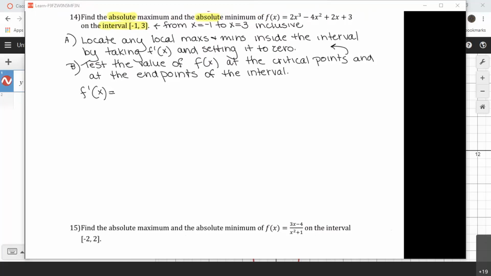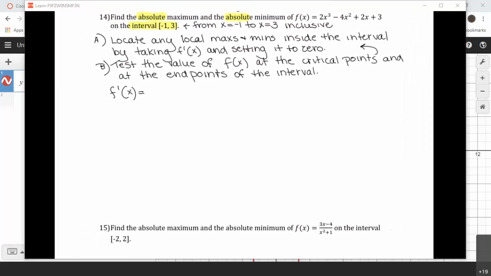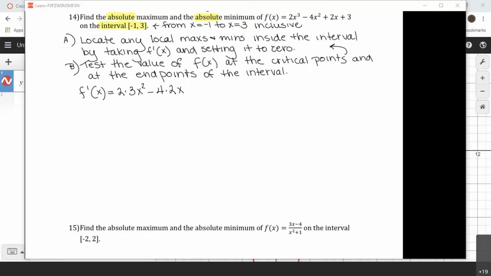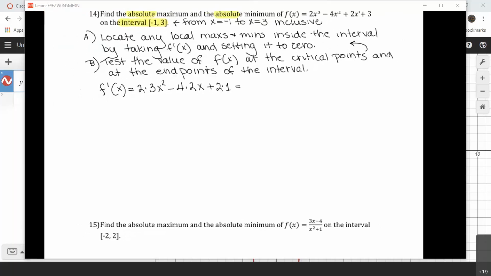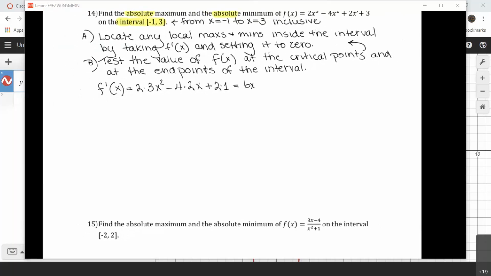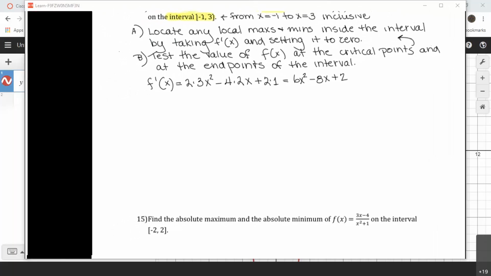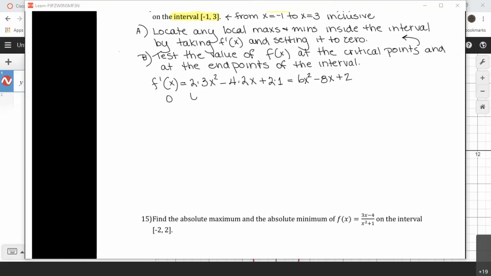Let me just use the power rule over and over again. We have 2, I'm pulling that away, bring down the 3, drop the exponent by 1. I have a 4, pull that away, bring down the 2, drop the exponent by 1. I have a +2, bring down my exponent and drop it by 1, which gives me x to the 0, so that's a constant. So this gives me 6x squared minus 8x plus 2. That's my derivative. I need to set it equal to 0.